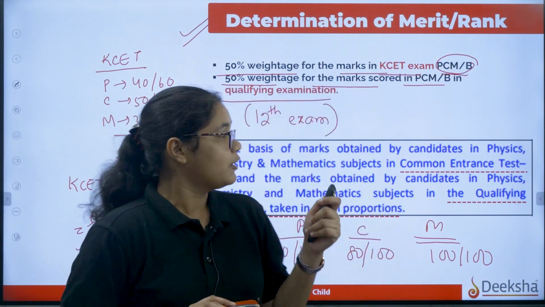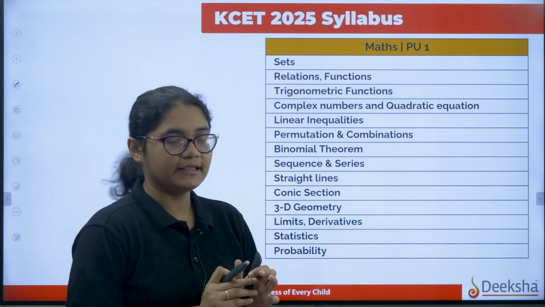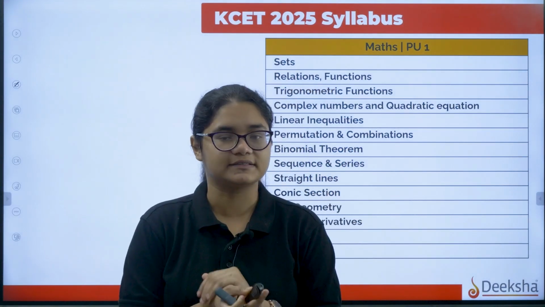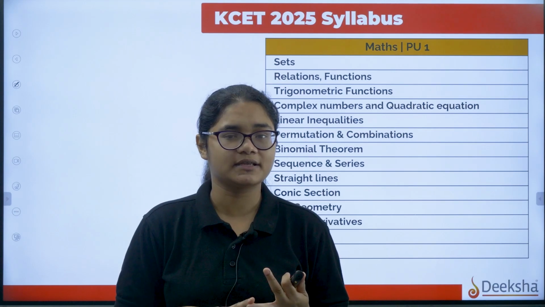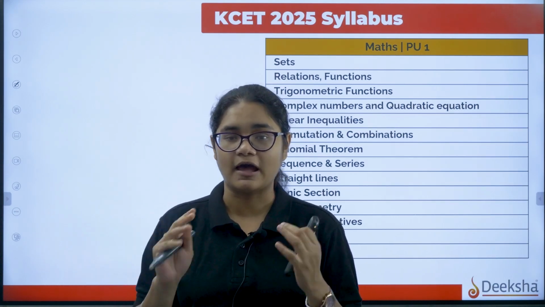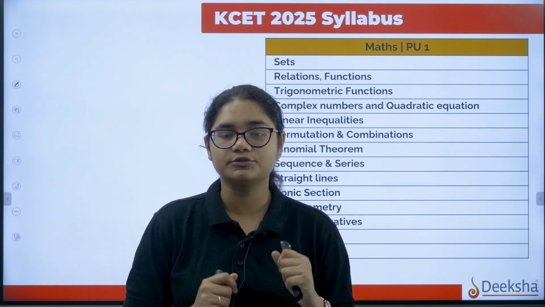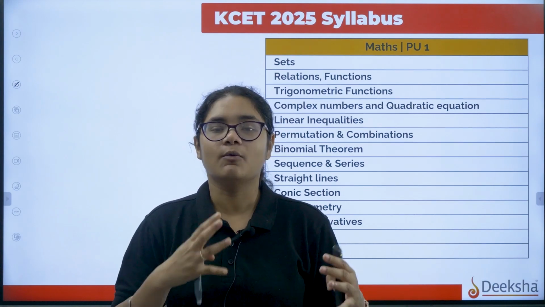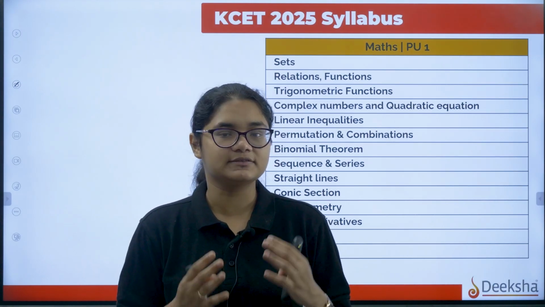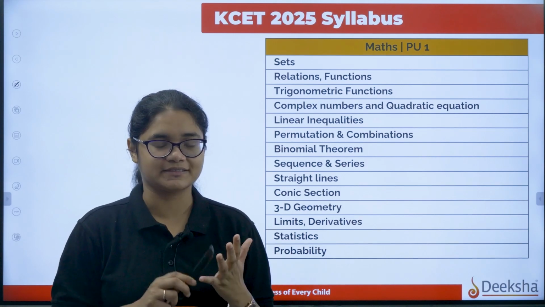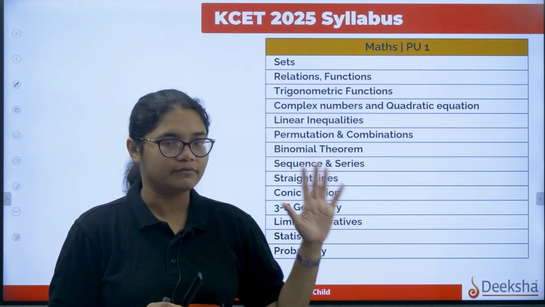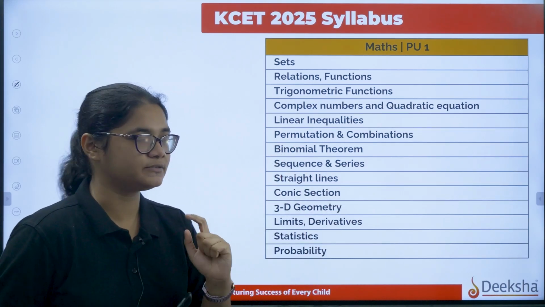Okay, now we have discussed everything about the exam pattern, how the exam will be conducted, how many questions are asked, how the rank is calculated. After knowing everything, now you should know what to study. Okay, what are the chapters that need to be studied? So I'll be discussing the syllabus for all the 4 subjects: physics, chemistry, maths and bio. I'll be telling you the chapter names, so please note it down.